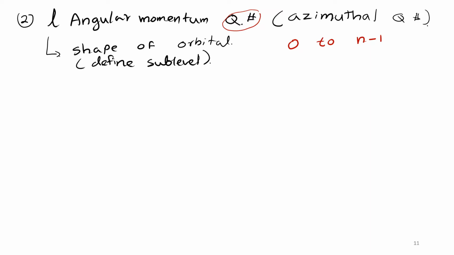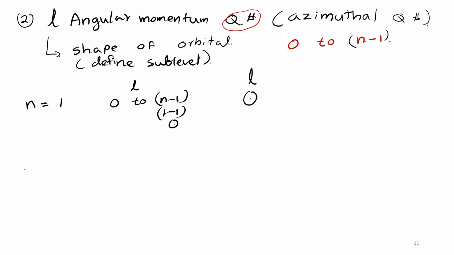So how exactly do we get the numerical value for L? I mentioned it goes from 0 to N minus 1. Let's start with N equals 1. If N is equal to 1, L is going from 0 to N minus 1. What is N minus 1? It is 1 minus 1, which again gives 0. So for N equals 1, L becomes 0.